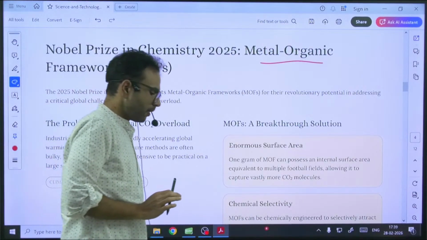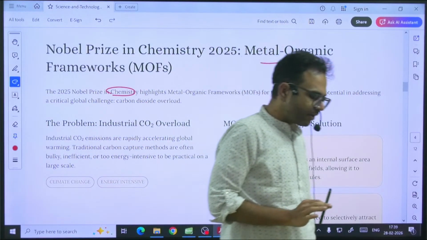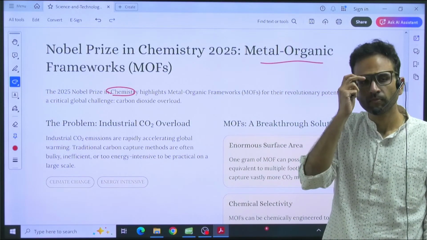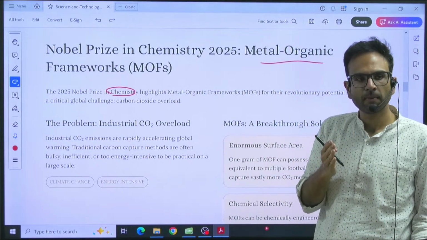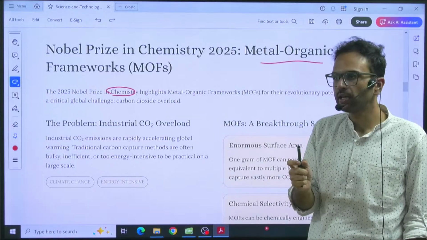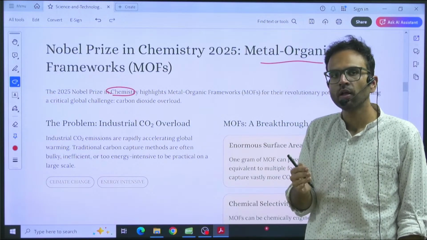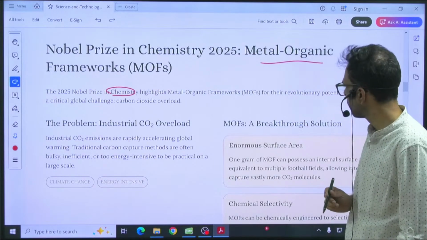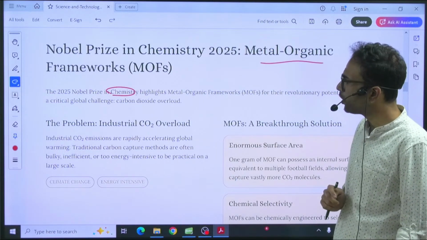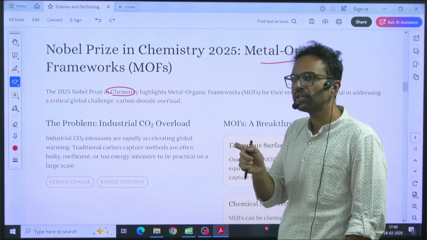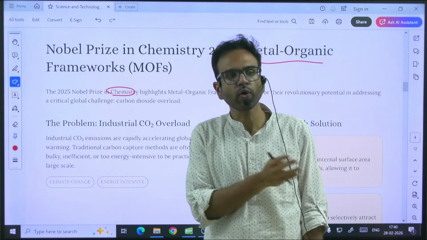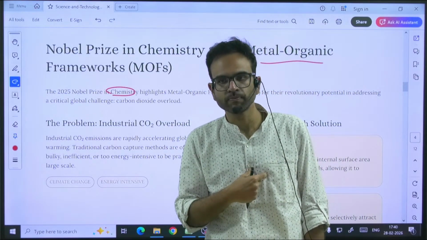So this specific innovation, or discovery rather, has path-breaking applications in multiple areas which can solve world problems. Let's understand what they are. But I don't want to go into the specifics of the technology directly. Let me begin by showcasing the problem that we are dealing with.